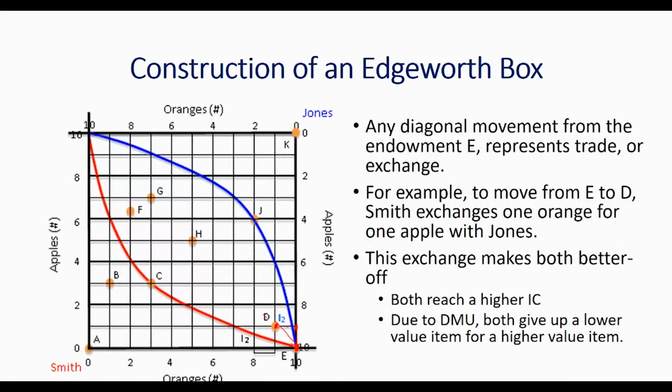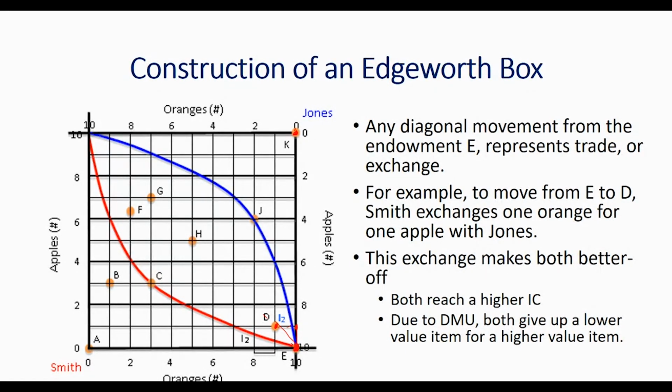There are 2 points on the diagram that are listed there where it's not going to be representing trade. So for example, if they move from point E to point K, well then trade is not taking place. Instead, what's happening in going from E to K, it's not a diagonal movement, notice, is that Jones is giving all of his apples to Smith and receiving nothing in exchange. Okay, so there's no trade in going from E to K, which is why there has to be a diagonal movement in order for trade to take place.